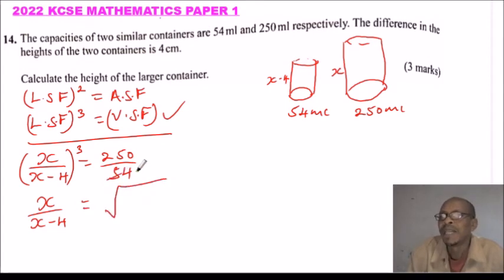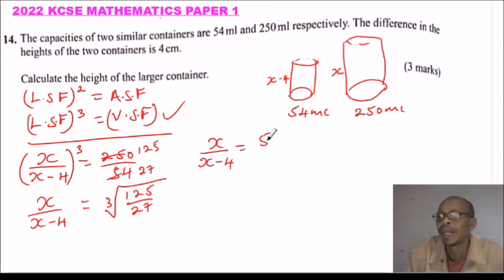If you divide here by 2, you get 27. If you divide by 2, you get 125. These two numbers, we are able to get the cube root of them. So it is 125 divided by 27. The cube root of 125 is 5. So x divided by x minus 4 is equal to 5 divided by the cube root of 27, which is 3.